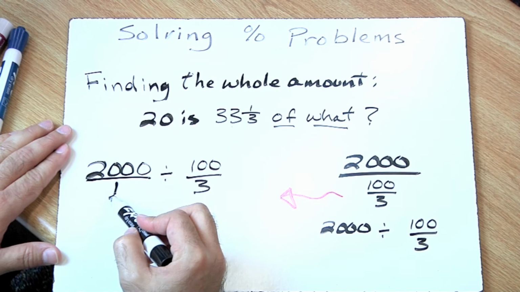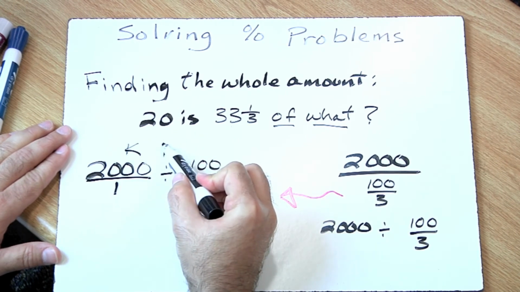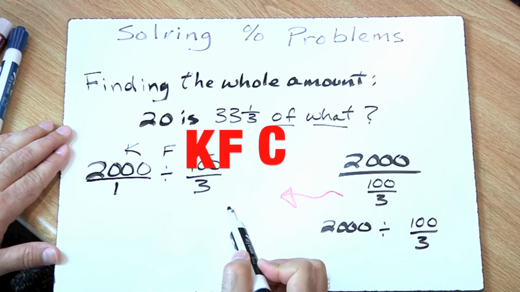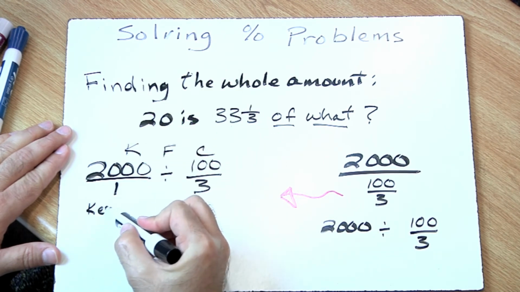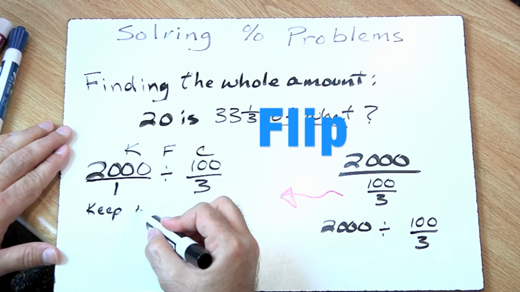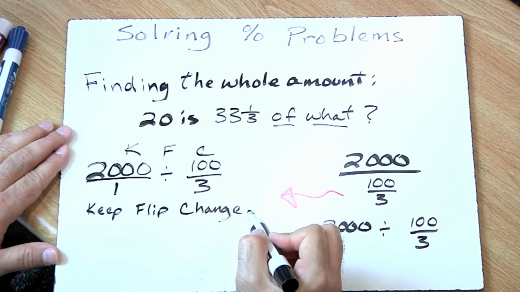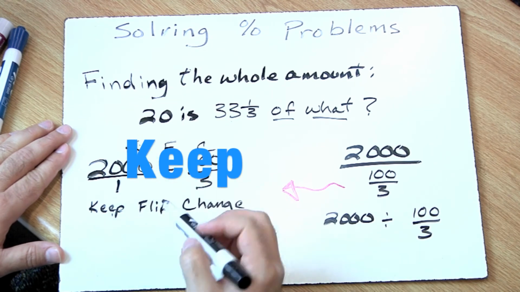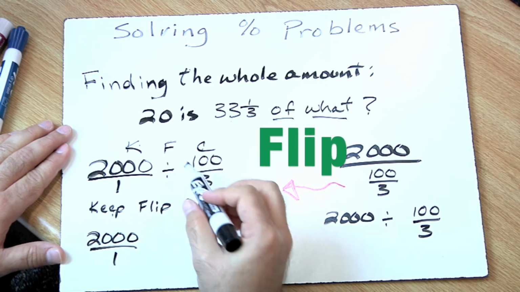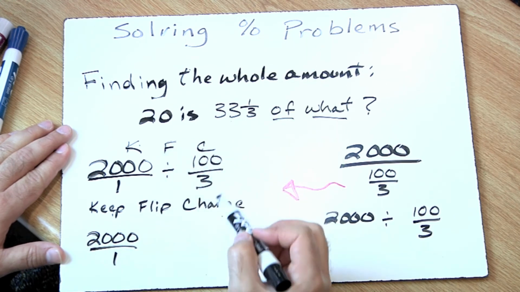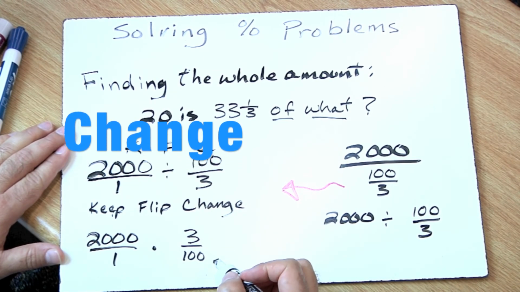But we have a procedure for dividing fractions. We can put a 1 underneath our whole number to make that a fraction, and we're going to break out the KFC. We're going to keep the first fraction, keep. We're going to flip the second fraction. Change the division to multiplication. Keep the first fraction as 2,000 over 1. Flip the second fraction to 3 over 100. And then we're going to change division to multiplication.